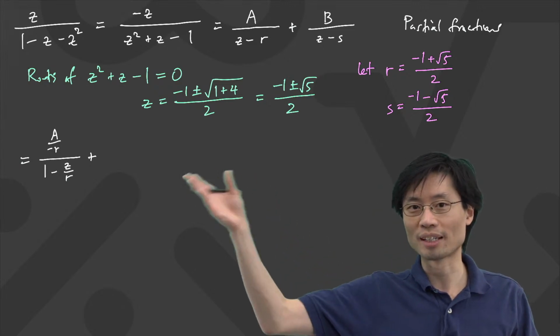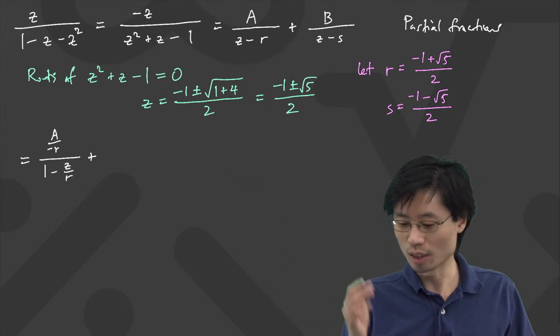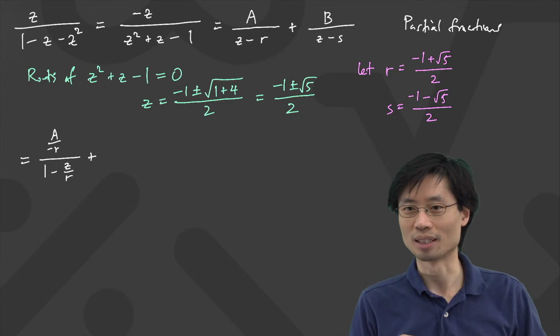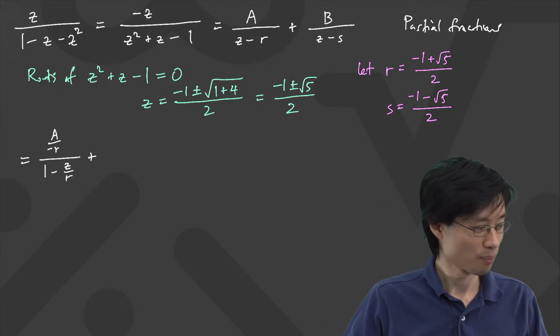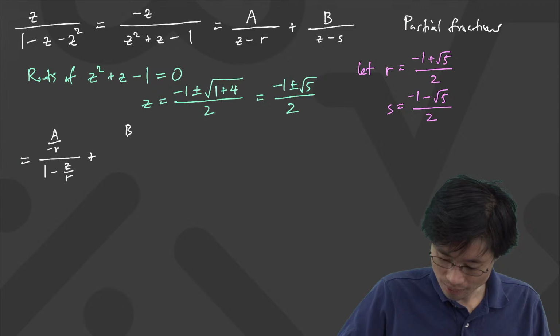Can someone help me simplify the B term? It's not going to be over minus r. Tell me what to write for the B term. Should it be like B over minus s?